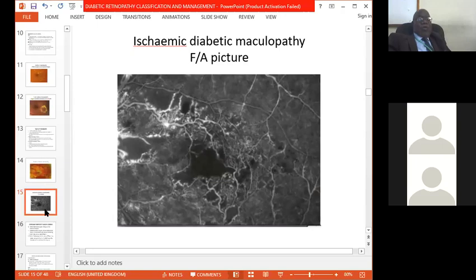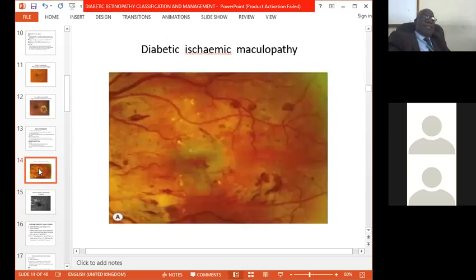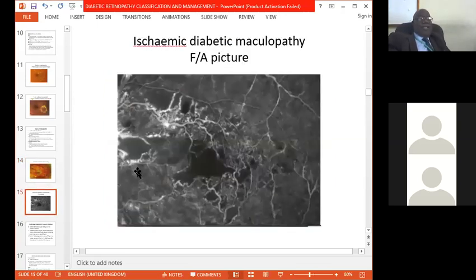How do you go about it? If you take this picture, the vision which is coming from here will be poor. That's when you say, let's take a fluorescein angiography. Then it will show you the non-perfusion. Then you can make a very, very sound diagnosis here that you are dealing with ischemic diabetic maculopathy.